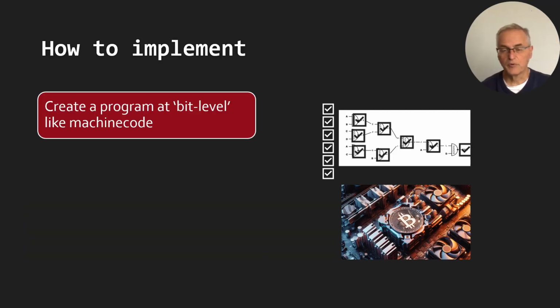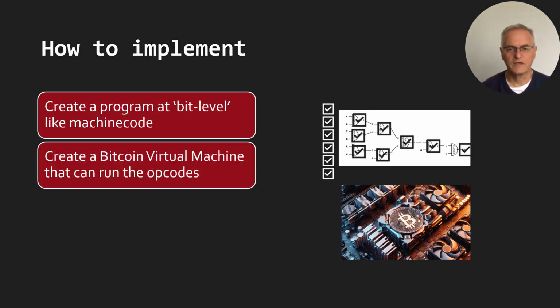So how do we implement? We are at this moment at the bit level. So we need to create programs at machine code level, like we used to do in the early days of computing. So there's a lot to do, but we can create any program at bit level, just like we did with machine code. Then we can create a Bitcoin virtual machine that can run these opcodes.